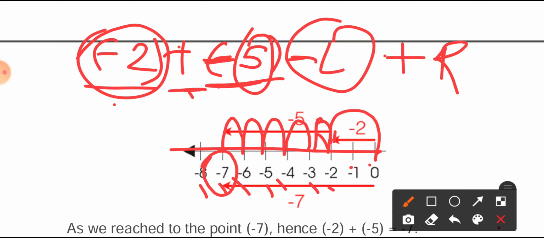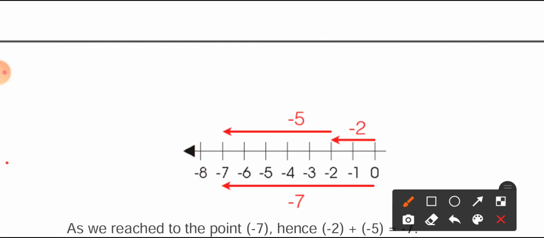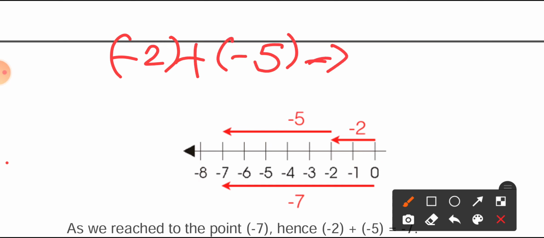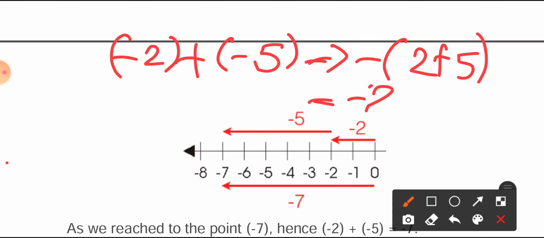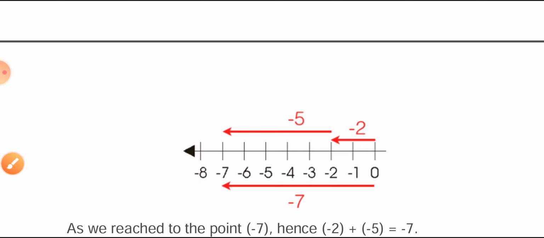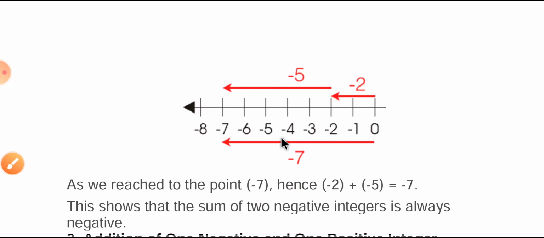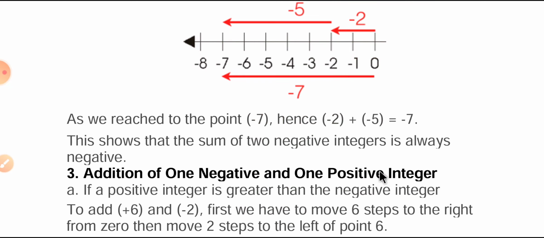And if we find it directly without the number line, then also we'll get -7 only. -2 plus -5: if we add this, we get -7. As we reached the point -7, hence -2 plus -5 is -7. And it also shows that if we find the sum of two negative integers, the answer is also negative.